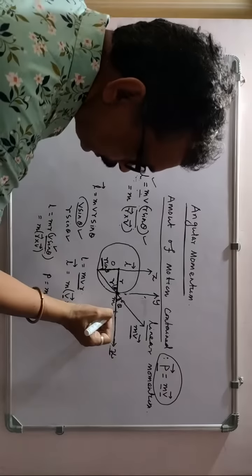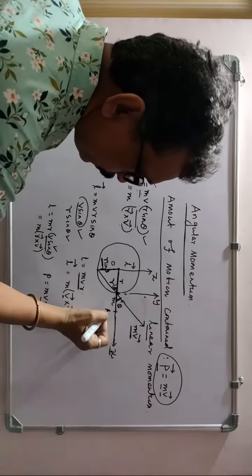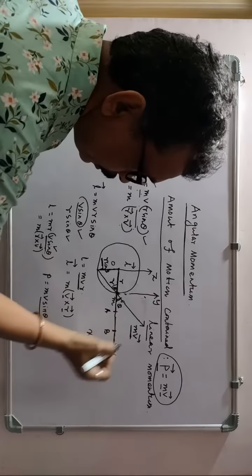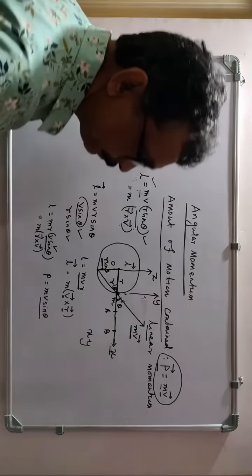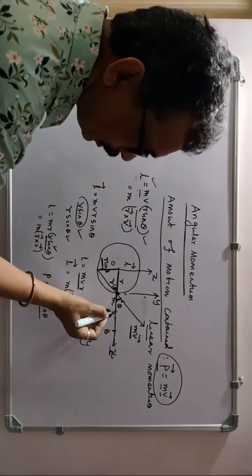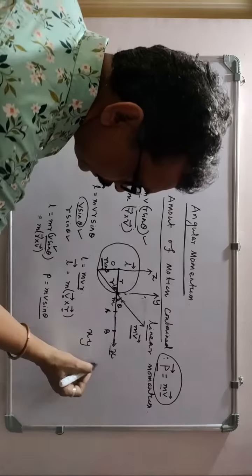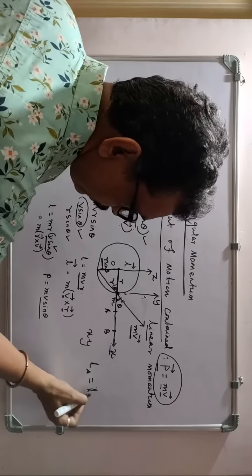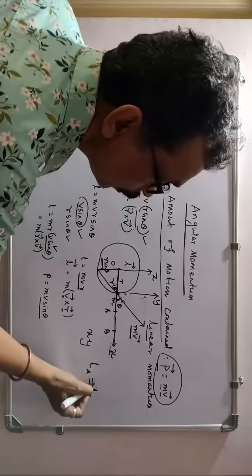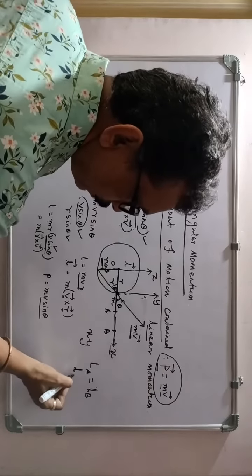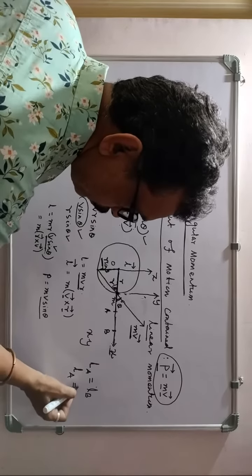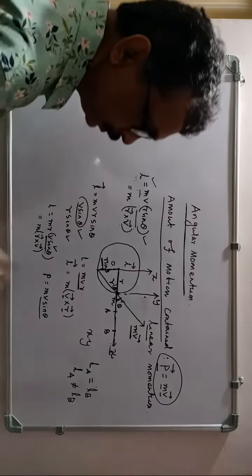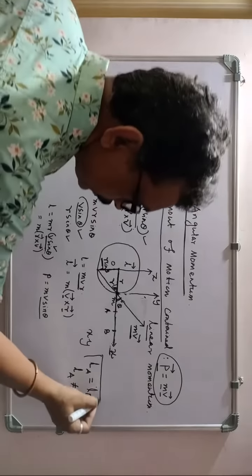You take 2 points. Suppose you have 2 points, one point A, another point B. And the velocity of the body is uniform, constant. Will the angular momentum at A be equal to the angular momentum at B, or will it not be equal? Which is correct? This one will be correct.